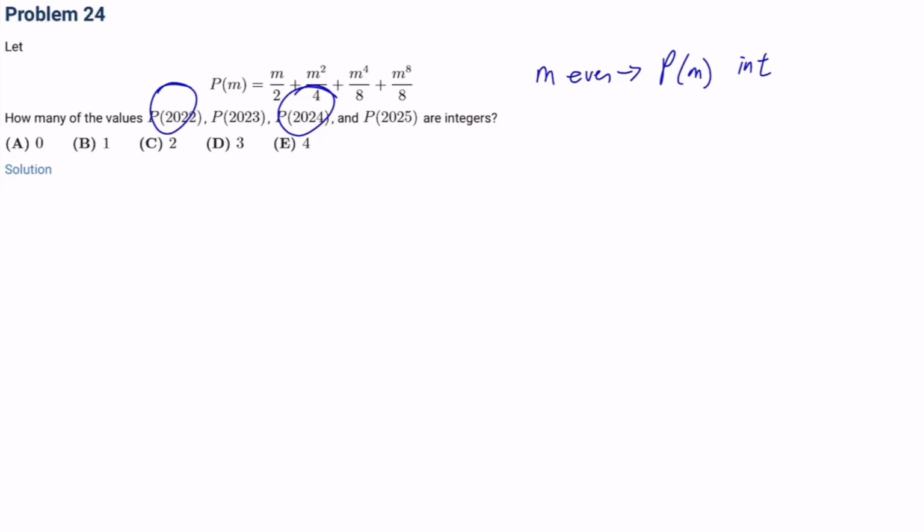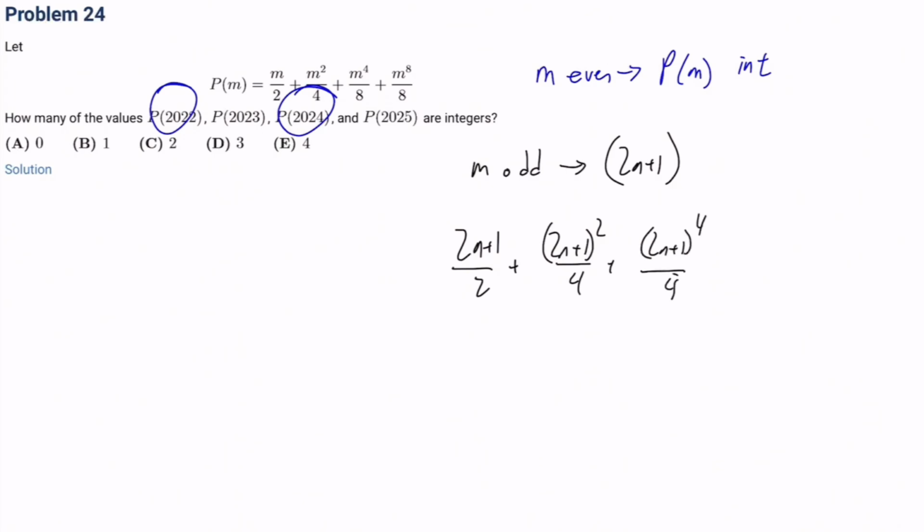What if m is odd? So if m is odd, then let's put it as 2n plus 1, because that's going to be an odd number if n is an integer. And so if we put those in there, it's going to be (2n+1)/2 plus (2n+1) squared over 4 plus (2n+1) to the 4th power over 8 plus (2n+1) to the 8th power over 8. And since the 2n part is even, if we expand these out, all of these will become integers except for 1 over 2, 1 squared over 4, 1 to the 4th power over 8, and 1 to the 8th power over 8.